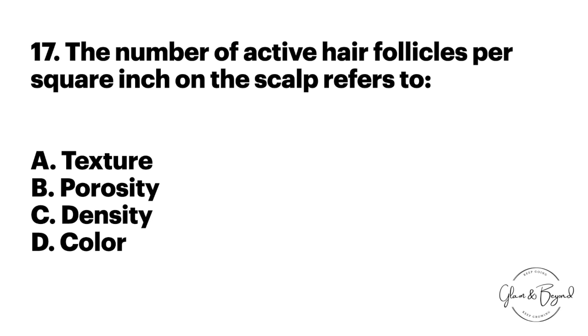Number 17, the number of active hair follicles per square inch on the scalp refers to A, texture. B, porosity. C, density. D, color. The answer is C, density.